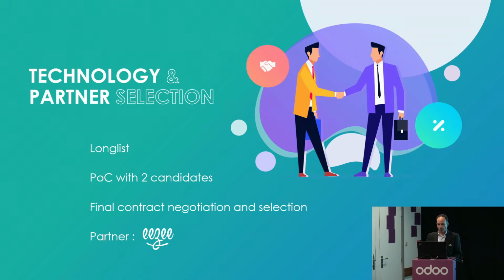So we did a classical process for selecting the partner. We had a long list. And then afterwards, we were still there with two different technologies, with Odoo and another one. I won't name it. So we decided to do a proof of concept with both of them, and with the right partner to help us with the implementation. And that's how we ended up with the nice Easy IT team who are supporting me this evening here in front. Thank you, guys.